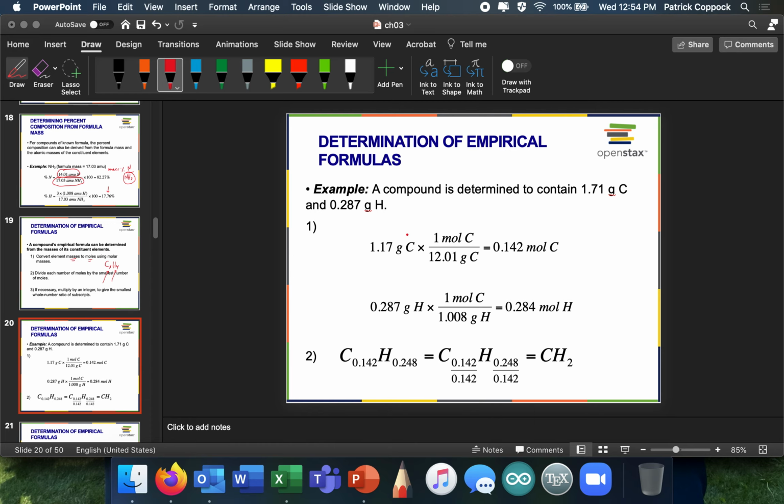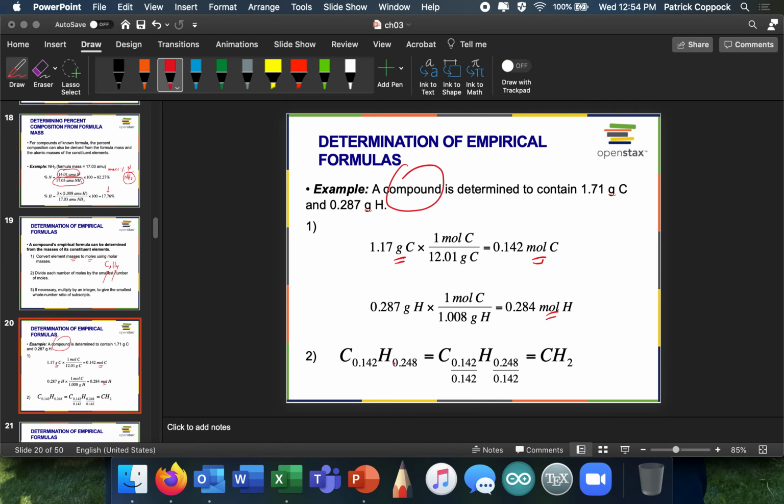So suppose that you have a compound. It's determined to contain 1.71 grams of carbon and 0.287 grams of hydrogen. So the first thing we do is we convert the mass to the moles, right? You've seen that in a previous conversation. You've practiced that other places. For now, let's say that is something that's accessible to you. So you've got 0.142 moles of carbon in this compound, okay, and 0.284 moles of hydrogen in this compound.